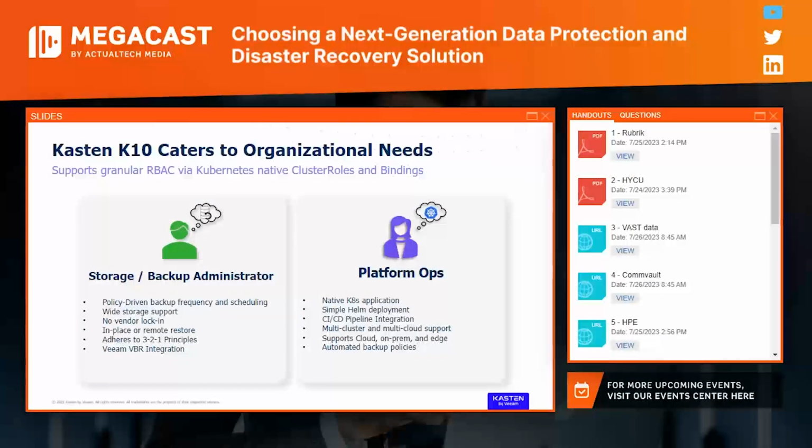Moving right along, Kasten K10 caters to organizational needs, right? So whether you're a storage or backup administrator or a platform ops engineer, obviously we have legs in both camps. Looking at the storage and traditional backup approach, we have policy-driven backup, wide storage support, no vendor lock-in. We adhere to that 3-2-1 principle, right? So 3 copies of data, 2 different types of media, 1 offsite, and of course Veeam VBR integration. And then for our platform ops engineers, obviously, as mentioned before, native Kubernetes applications, really easy Helm deployment, CI/CD pipeline integration with things like Argo CD, and multi-cluster, multi-cloud support.